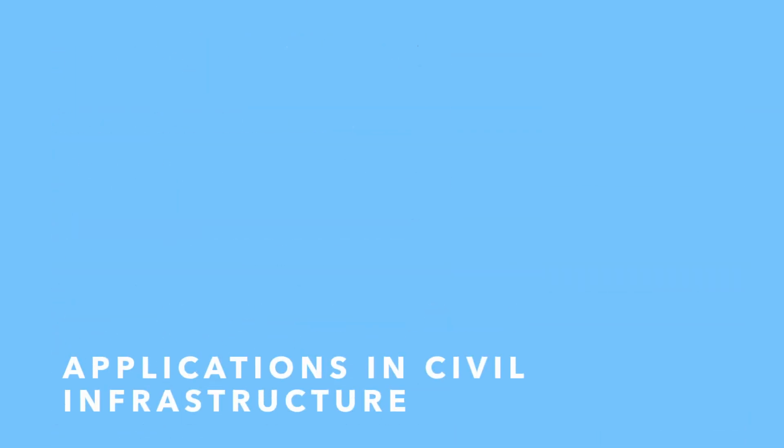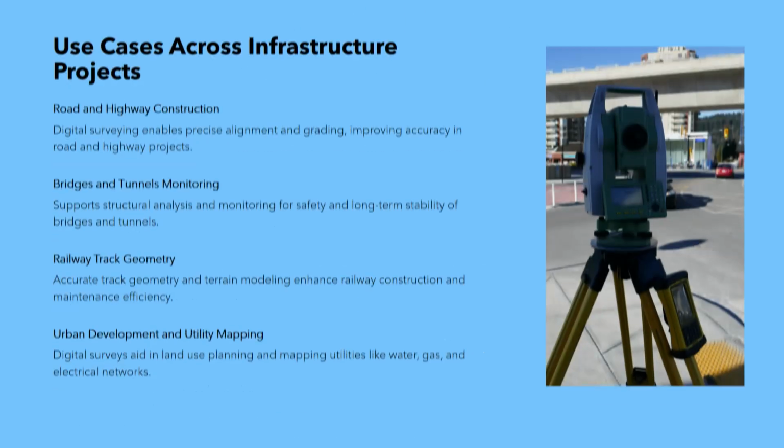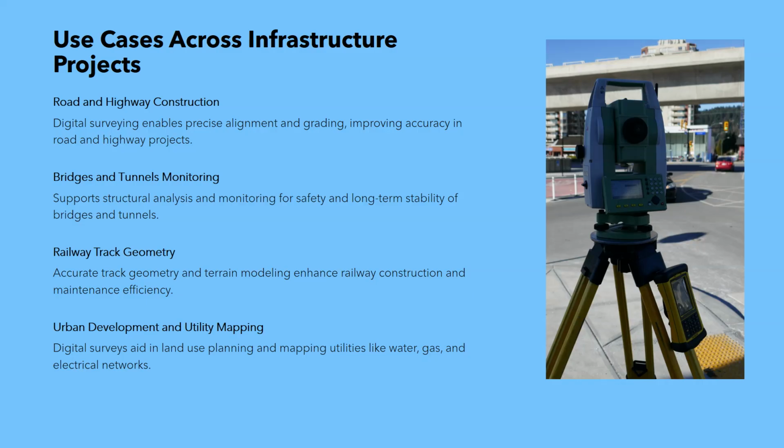Let's look at how digital surveying is applied across various civil infrastructure projects. Digital surveying enables precise alignment and grading in road and highway construction. It supports structural analysis and monitoring for bridges and tunnels, enhances railway construction and maintenance through accurate track geometry, and aids in urban development and utility mapping for water, gas, and electrical networks.